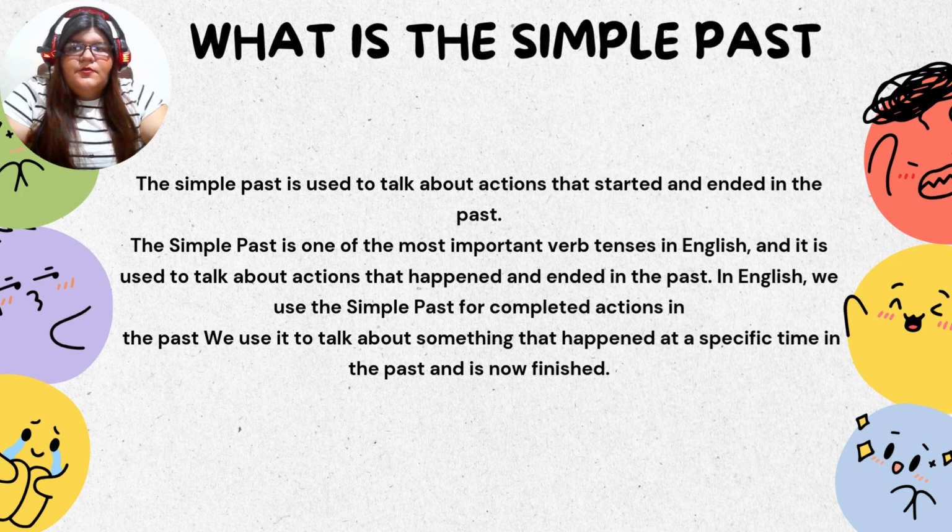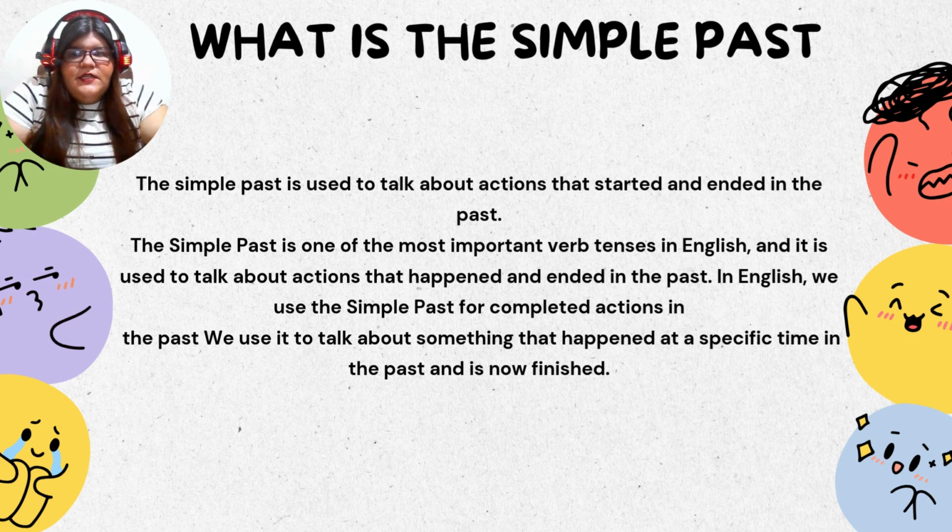So you must be wondering what is the simple past? And the answer is simple. The simple past is used to talk about actions that started and ended in the past. The simple past is one of the most important verb tenses in English, and it's used to talk about actions that happened and ended in the past.